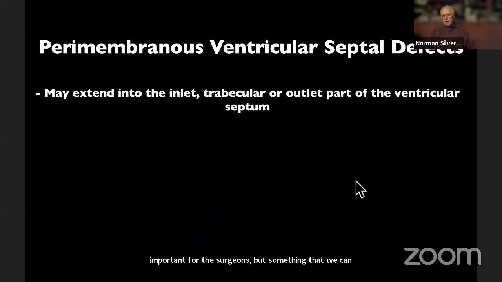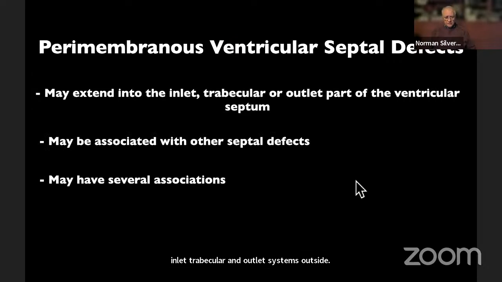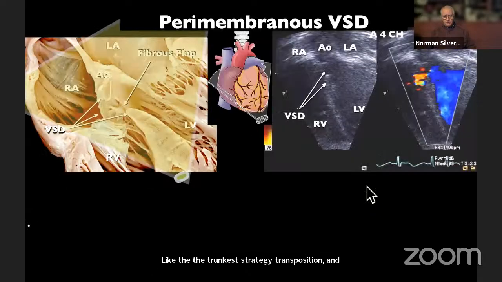So when we discuss perimembranous ventricular septal defects, which are first and probably up there as one of the commoner defects, they may extend into the inlet, trabecular, and outlet septums, as I've said. It may be associated with other septal defects and may have several other associated lesions such as coarctation, patent ductus, atrial septal defect, and a host of very different defects which are not discussed here, like the truncus, tetralogy, transposition, and double outlet, which are available in separate chapters in my book.